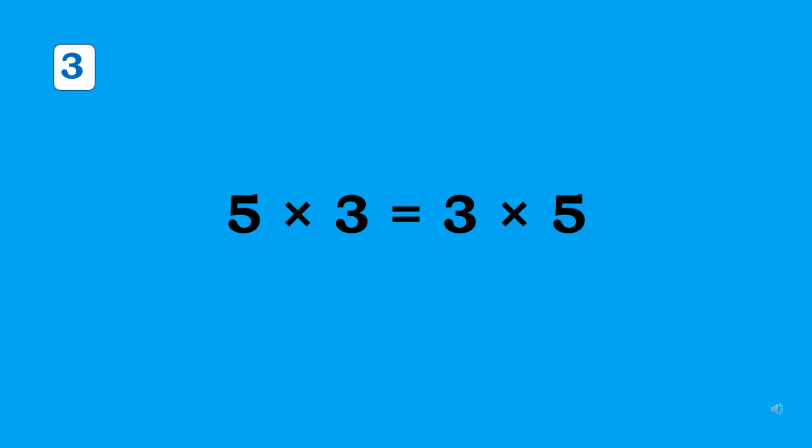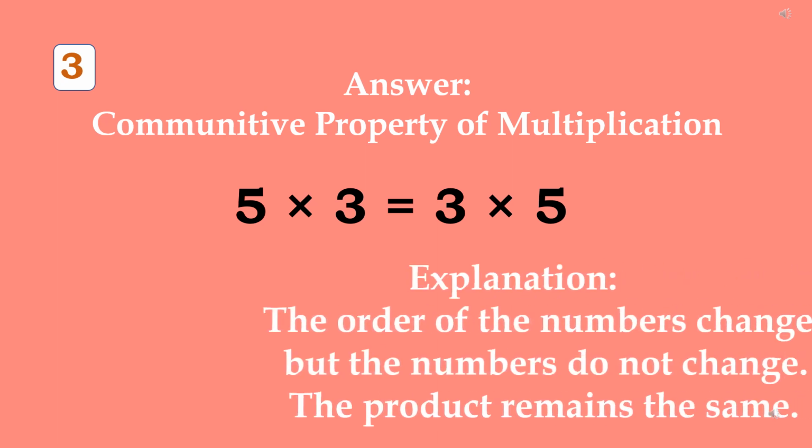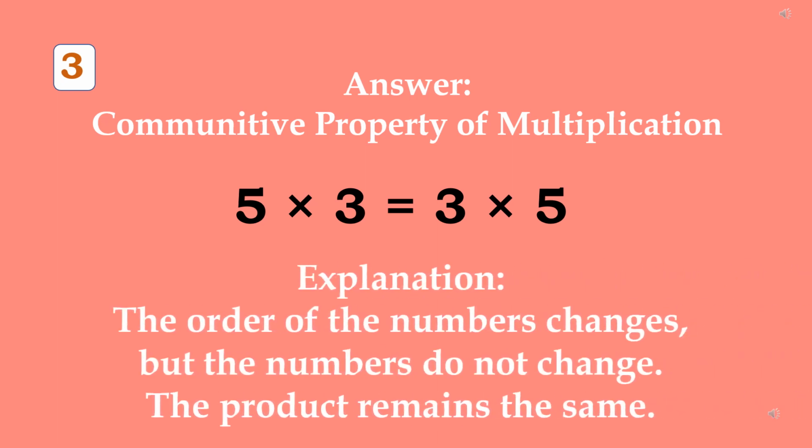The next property is 5 times 3 equals 3 times 5. What property is this? The answer is the commutative property of multiplication. The order of the numbers changes, but the numbers do not change. The product remains the same.